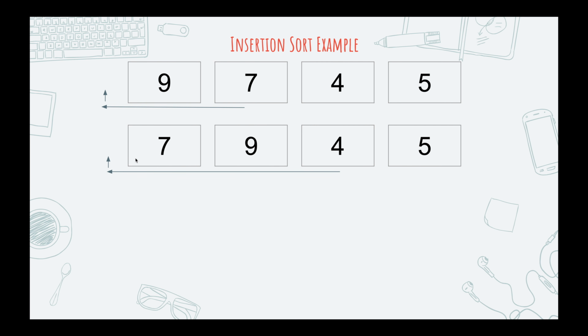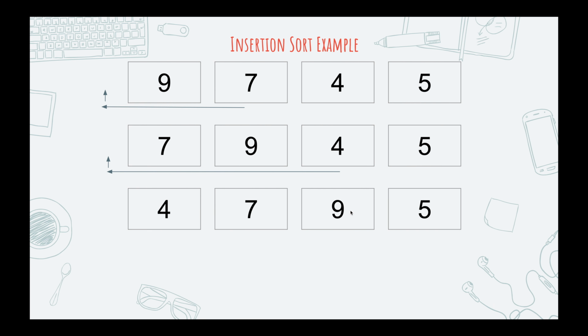And since 7 is at position 0, that means that there are no other elements. So 4 is actually the smallest number we have currently in the sorted array. So now 4, 7, 9 becomes our sorted array, while 5 becomes our unsorted array. Now we need to find an appropriate location to insert 5, reflecting on the name Insertion Sort.